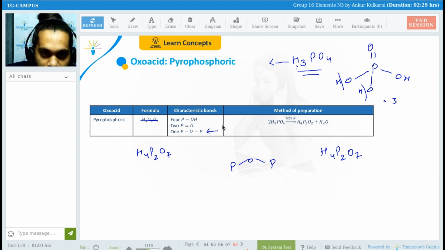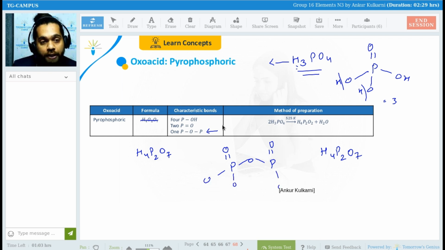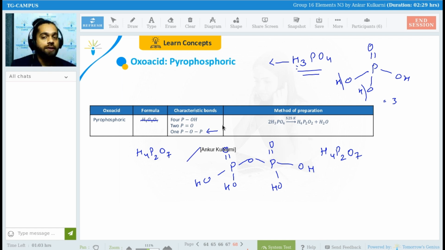Okay, very good, Sarjana. So we have a POP bond again. POP, double bond O, double bond O. How many oxygens are left? H4P2O7, 4 oxygens are left. So 1, 2, 3, 4. Yeah. So how many hydrogens? 1, 2, 3, 4 hydrogens. Perfect. And the oxidation state is plus 5.